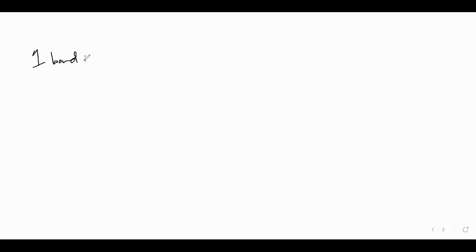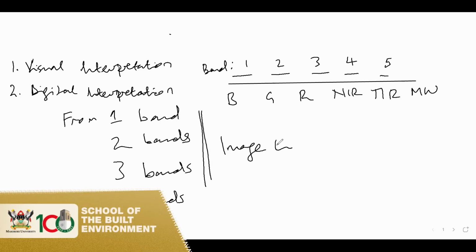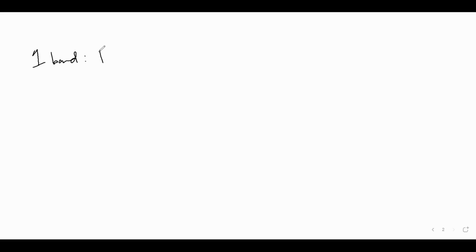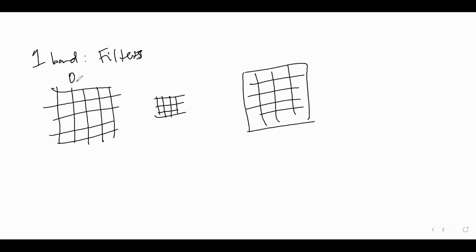So from one band, we have different approaches, and sometimes we have to start with what we call image enhancement to be able to extract information of interest. So when we have one band, we can have filters, and when you come to image processing software, it's a pretty straightforward case. We have our image, we apply a filter, and we have our filtered image. So you have your original, you apply a filter, and you have your product here. Filters come in so many ways, and we can discuss a couple of them. Let me start with something which is very, very easy.